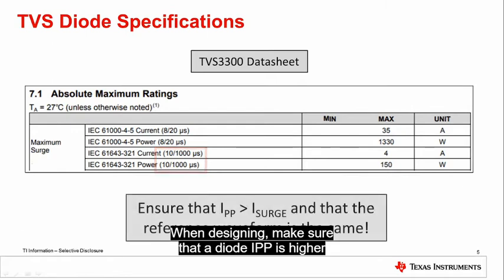When designing, make sure that a diode's IPP is higher than the surge current that must be withstood per the IEC 61000-4-5 tests, and that the surge current is in reference to the same waveform you are testing with.